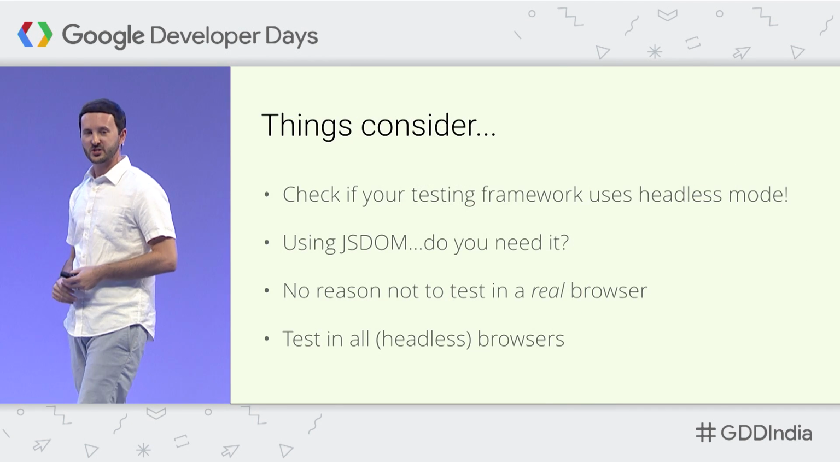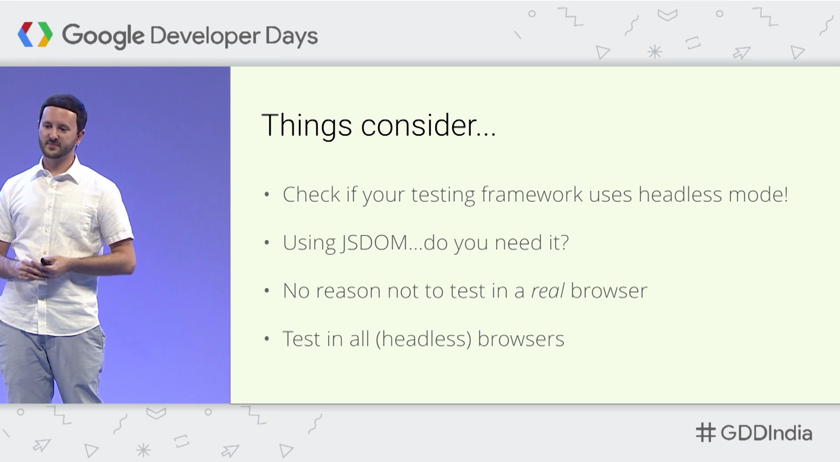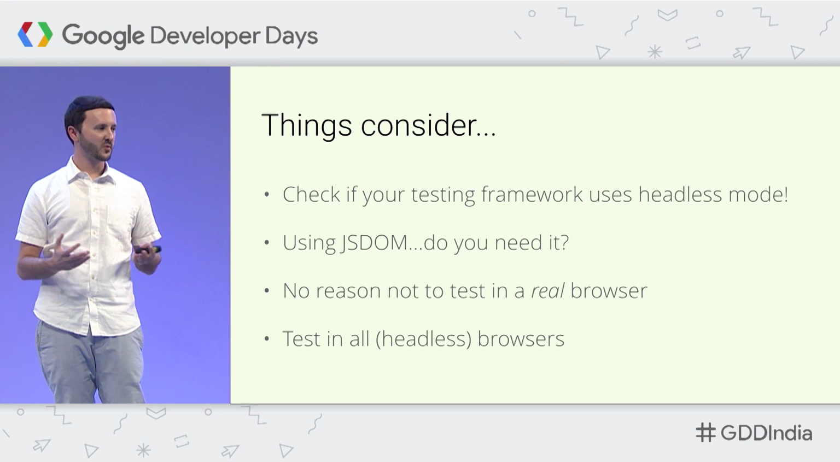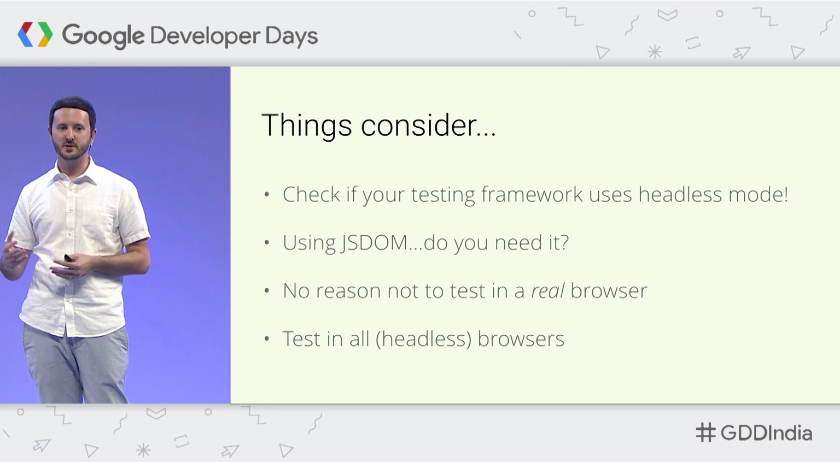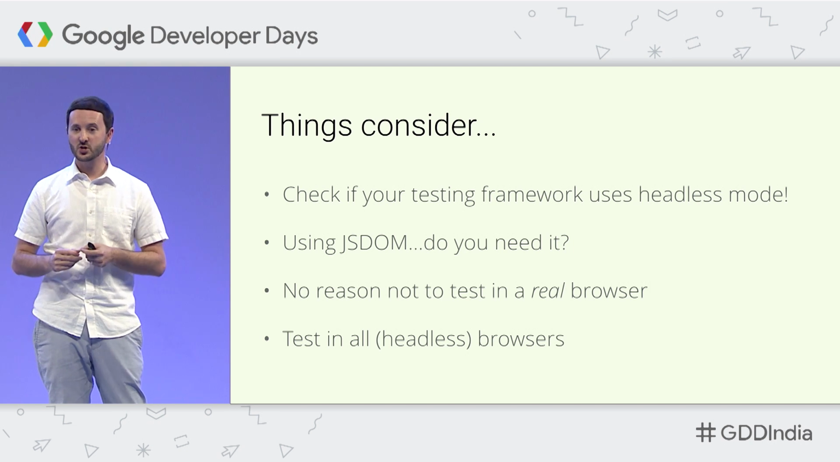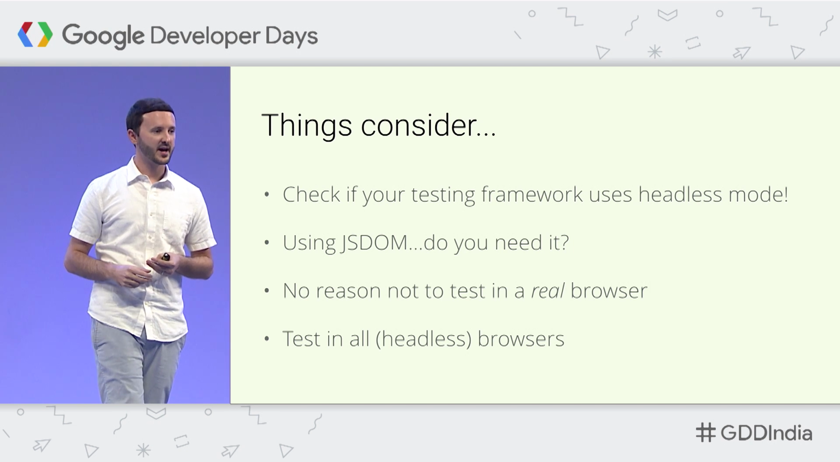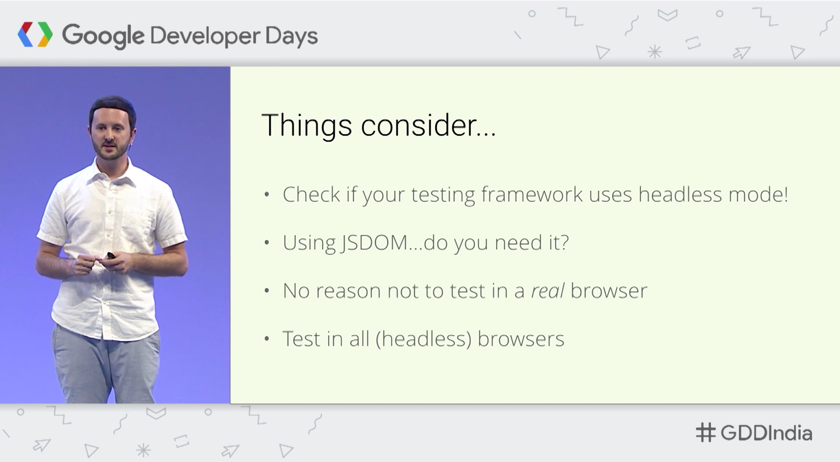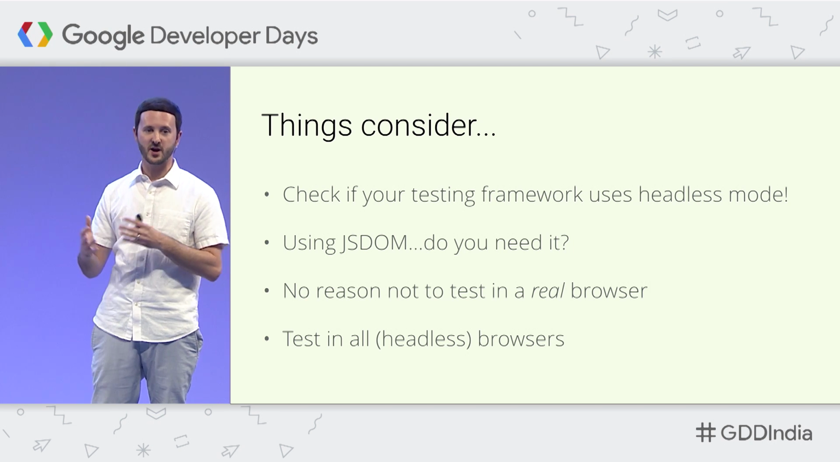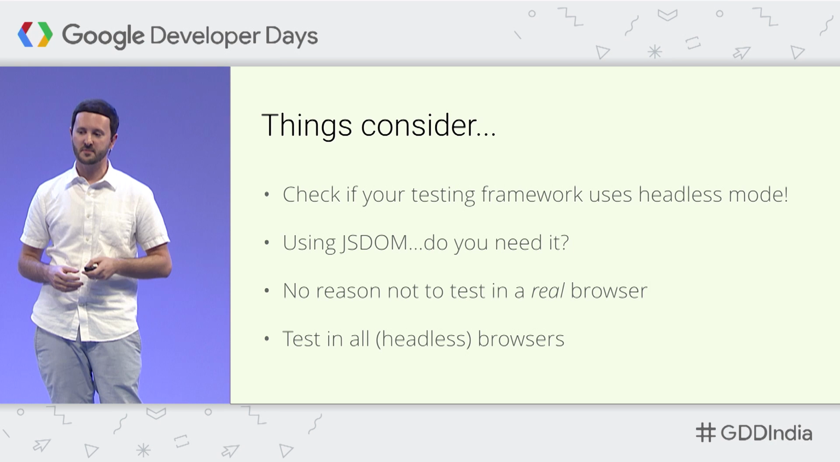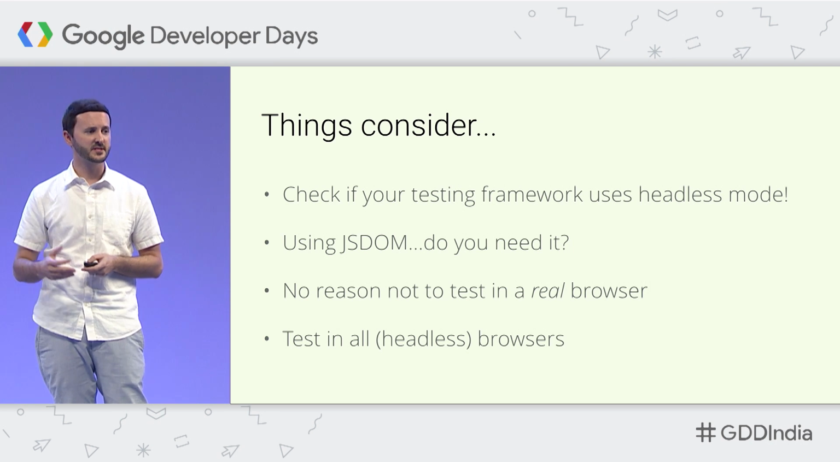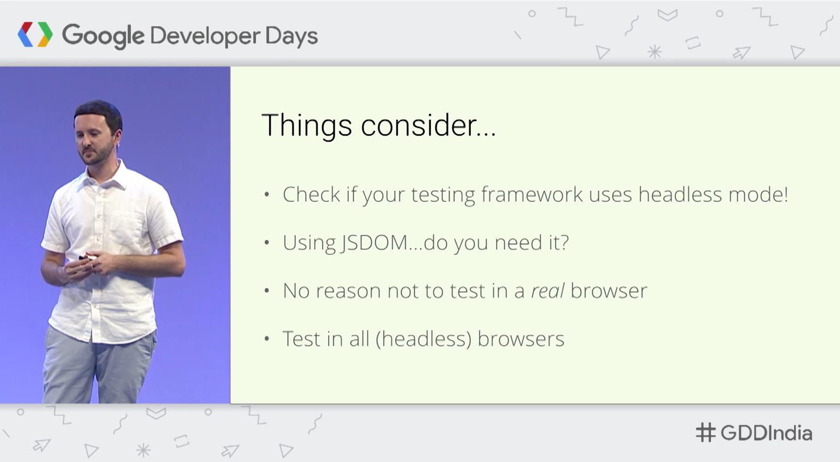So before I leave you, just a couple of things to mention. The first thing is make sure if you're using one of these testing frameworks out there, Phantom or Selenium, make sure they're using the headless version of the browser. A lot of browsers now have a proper headless mode, and some of these APIs and frameworks have been around for a while. They might not be using this mode. It'll save you memory, it'll save you time. It's a lot faster to test in headless mode.